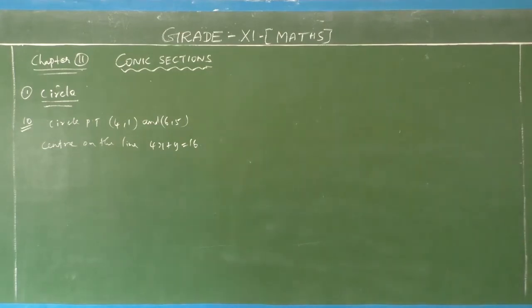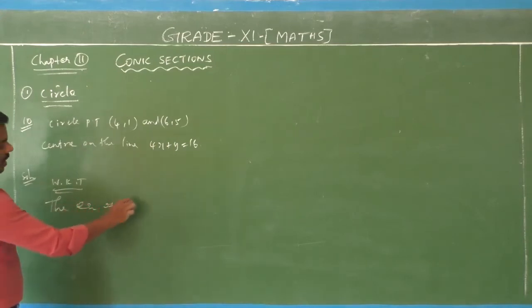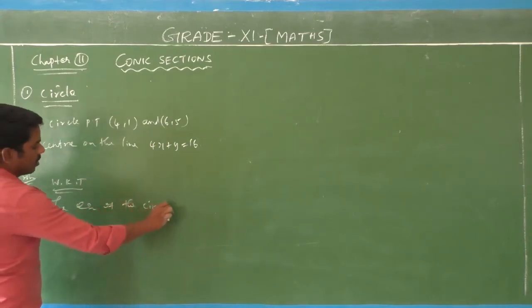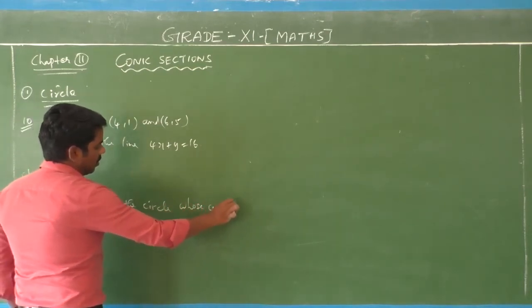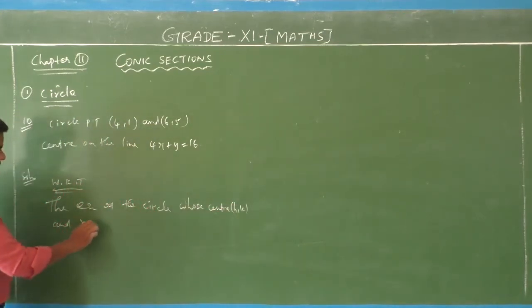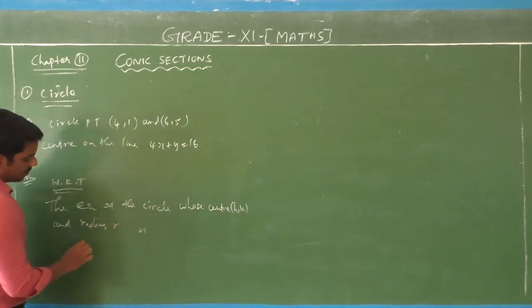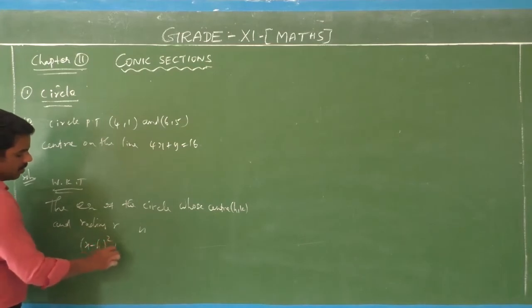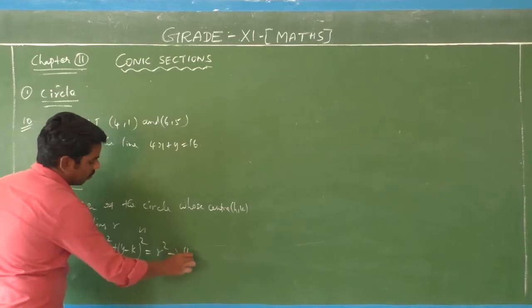Okay, right. We know that the equation of the circle whose center is (h, k) and radius is r is (x minus h) whole square plus (y minus k) whole square equal to r square. This is equation number 1.